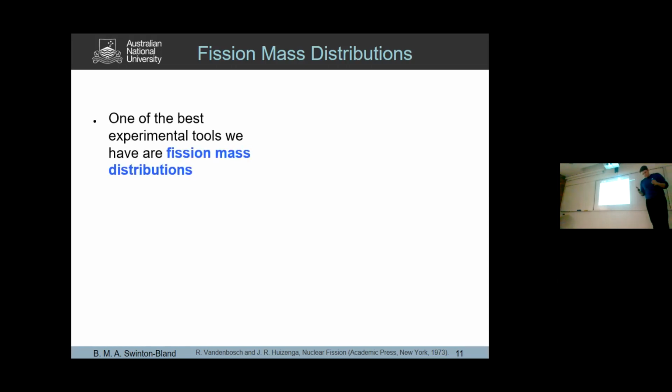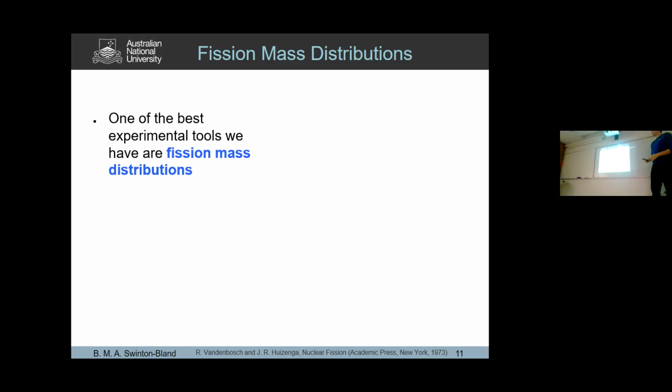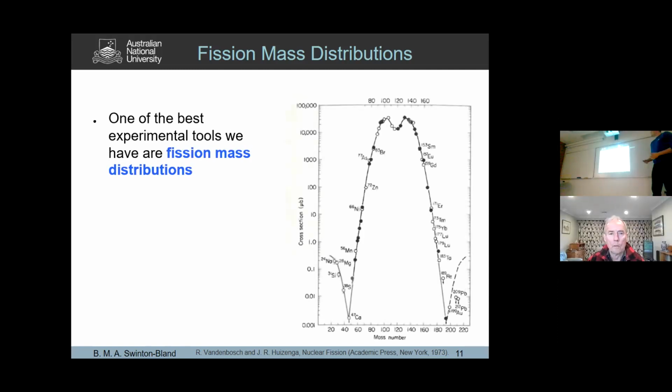Okay, so what do we use to study nuclear fission as a physicist? We don't really want to have to do detailed chemistry each time to try and find out what fragments are being produced. Is it just barium and krypton that's being produced from this breaking apart, or are there other things being measured as well? That's what we can do. We can measure the fission mass distribution. And these really are one of the best experimental tools that we have to investigate the fission process.